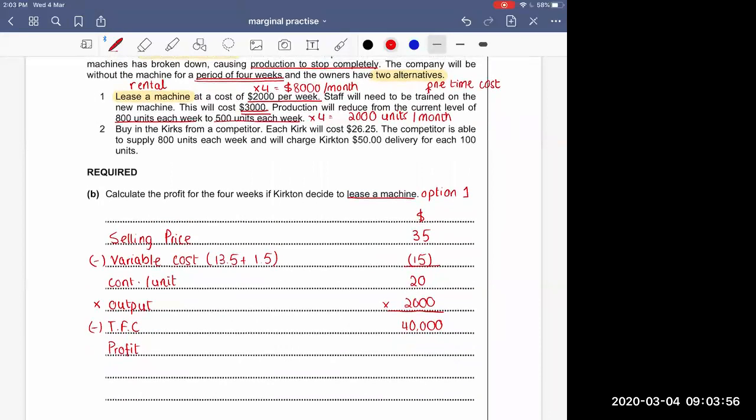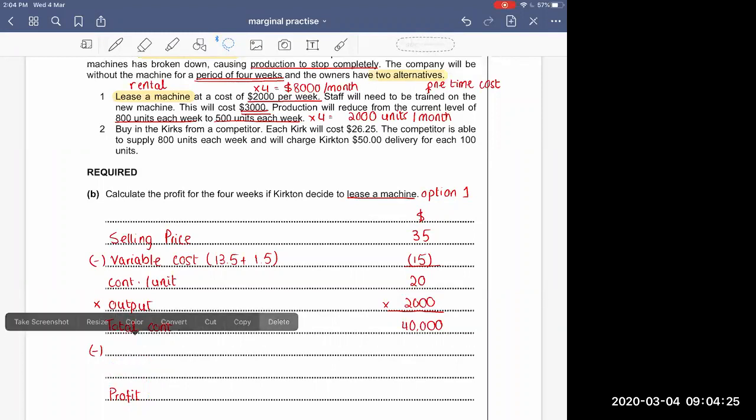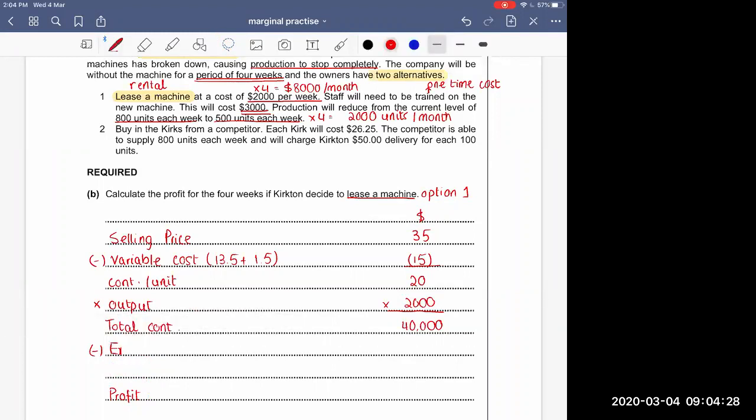The total contribution is 40,000 less existing fixed cost. Pehle, we will be deducting the existing fixed cost. What is our existing fixed cost? That was 3,600, right? 3,600 per week. Output level kam hone se fixed cost kam nahi hogi. It's going to be 3,600 per week multiplied by 4 weeks. That makes 14,400.